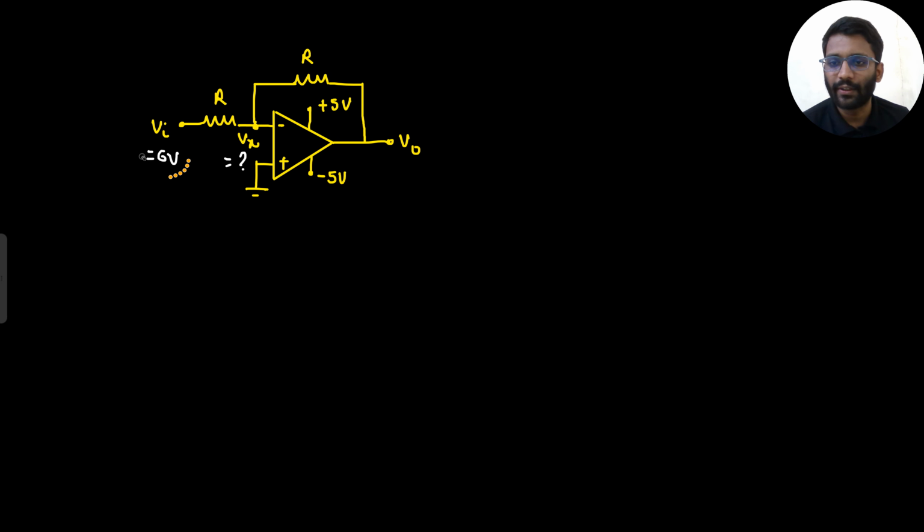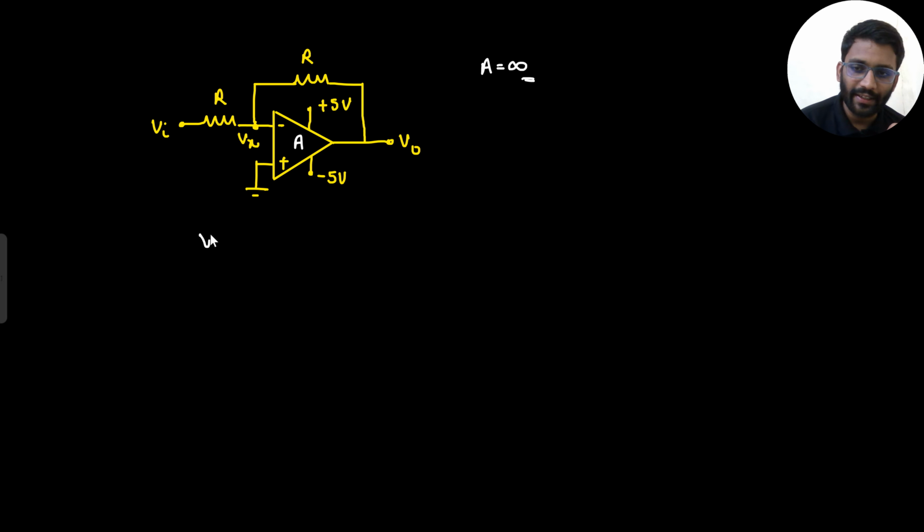Now forget about the Vin value, forget about anything. Tell me one thing. Let's assume the gain to be A. I know gain A is infinity, this I know, but I am just assuming the gain to be A. So one equation I can write, V0 equals A Vx. Are you agreeing with this point? V0 equals A Vx.